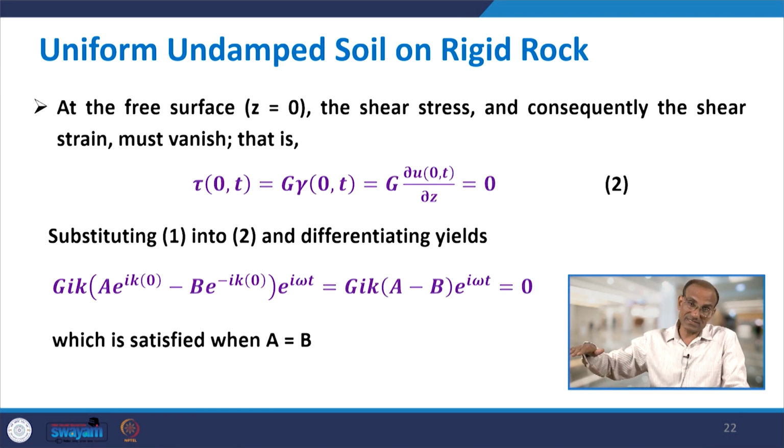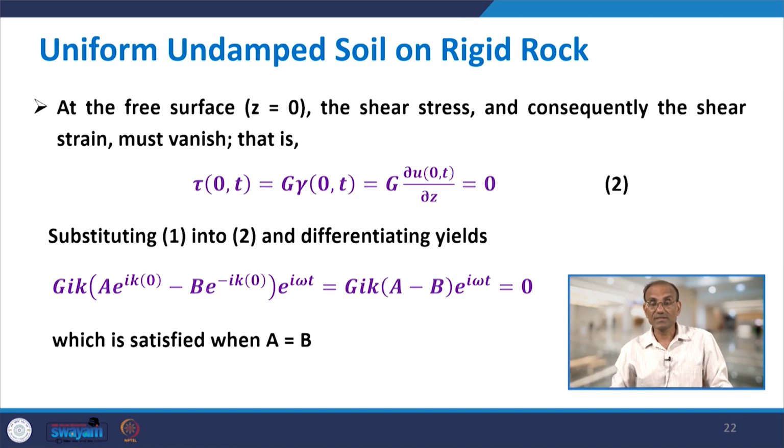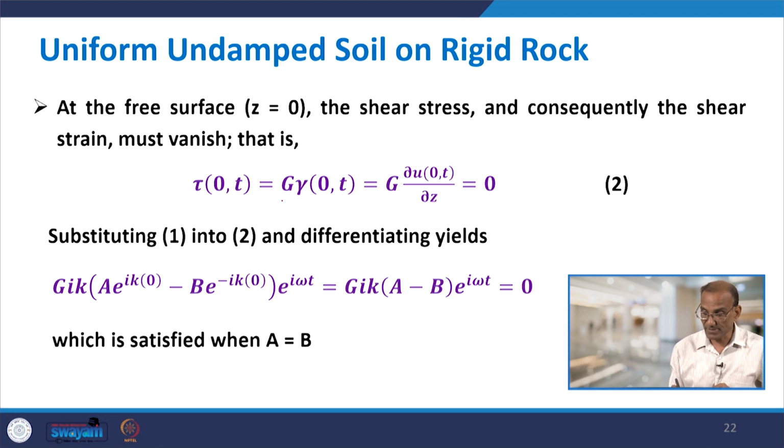At the free surface, that means z equal to 0, the shear stress and consequently the shear strain must vanish, because what is shear stress? Shear stress tau is nothing but G multiplied by shear strain. So, if you have shear strain equal to 0, naturally the shear stress will also be 0. And shear strain is nothing but del u by del z, which should be found at z equal to 0. That means z is 0, this is the value of z. So, this needs to be carried out at z equal to 0.